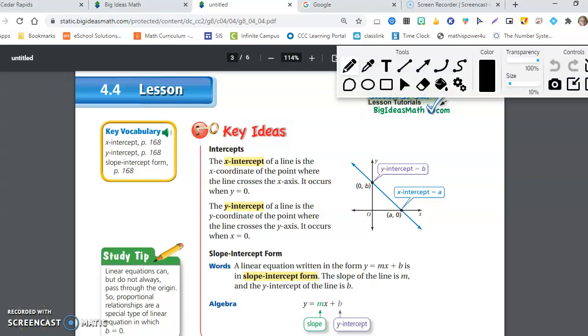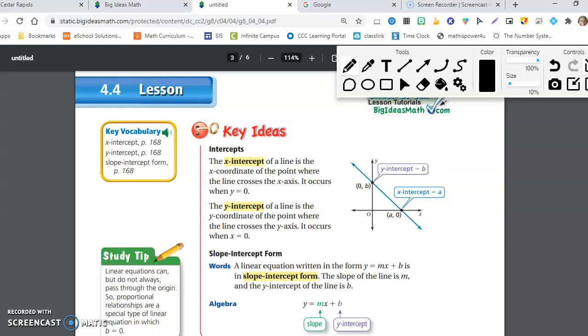Hi, this is section 4.4, and we are graphing linear equations in slope-intercept form. The first two key ideas are the x-intercept and the y-intercept. The x-intercept is when your graph goes through your x-axis. So right there. And when that happens, your y is 0.